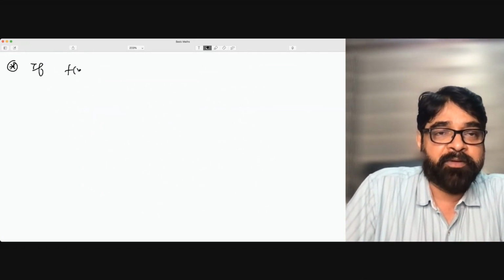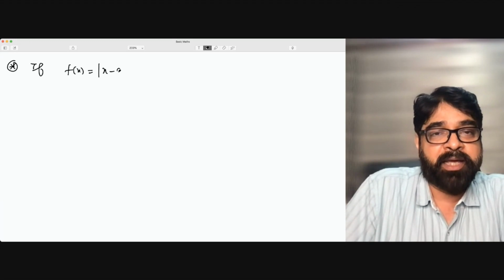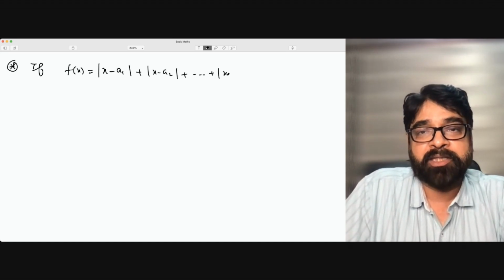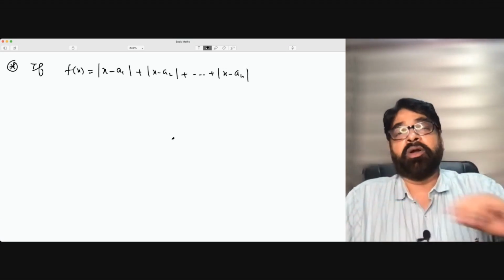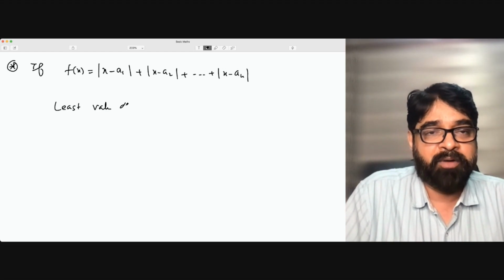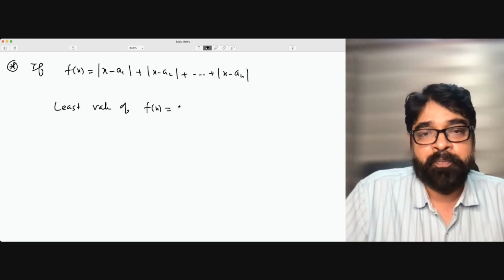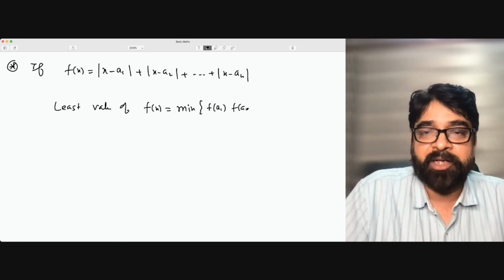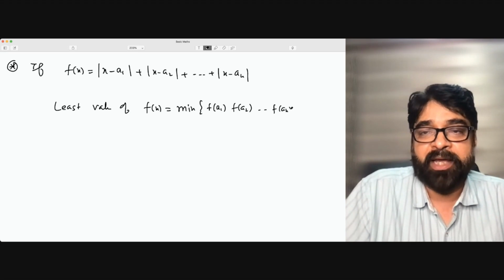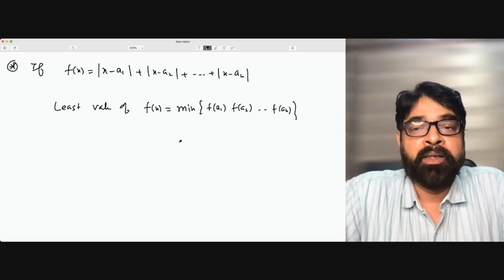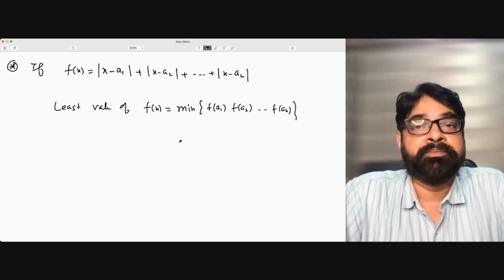If f(x) equals mod of x minus a1 plus mod of x minus a2 plus, and so on, mod of x minus an. Okay, so many mods are there. So the least value of f(x) equals the min of f(a1), f(a2), and so on up to f(an). Very important. Sir, what is this? I will explain.